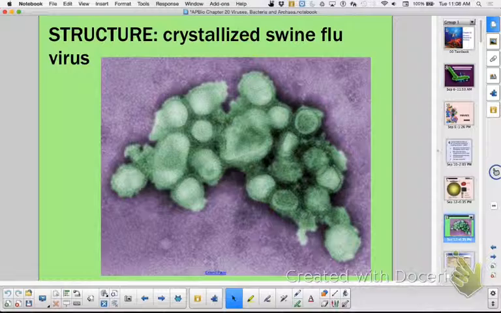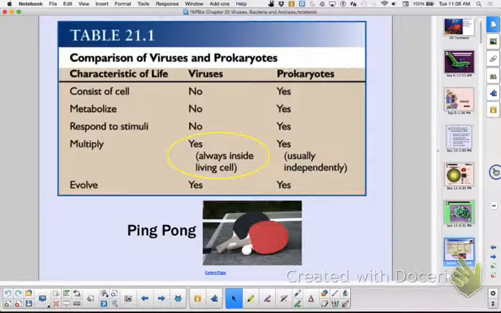Okay, so what I want to do first is ping pong back and forth. Slate, you are the virus. Blue, you are the prokaryote, the bacteria. Ping pong back and forth, role play. So I'm a virus, am I not? Okay, and just go back and forth. Go ahead.